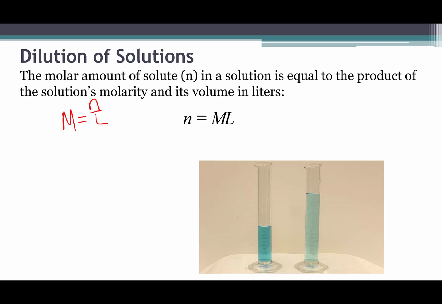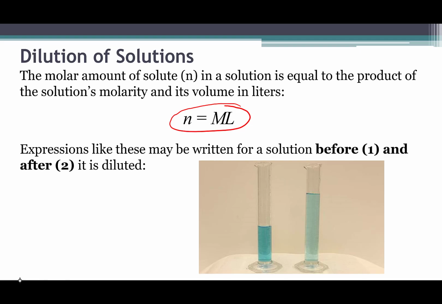If I were just to rearrange this equation, a quick algebraic rearrangement, multiply by liters, liters on top, liters on bottom, and we get the following equation. The amount of solute in moles is equal to molarity times liters. So why in the world would I rearrange it like that? Well, it's going to help us when we get to our dilution equation.